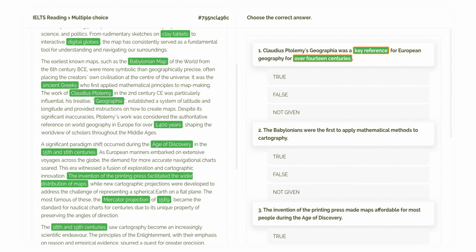False. This option would mean the text says Ptolemy's work was not a key reference, or it was used for a much shorter time. The text directly supports the statement, so this cannot be correct. This option is incorrect. Not given. This would be the answer if the text mentioned Ptolemy but didn't say how long his work was used or how important it was. However, the passage gives us that exact information. This option is incorrect.